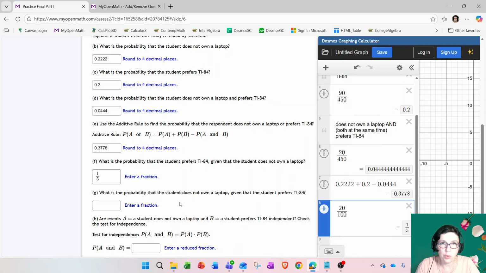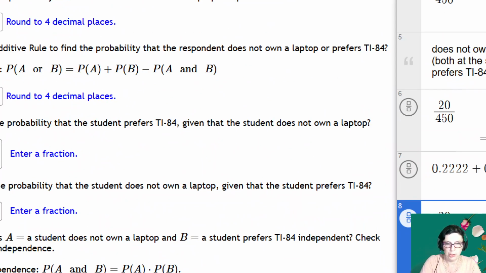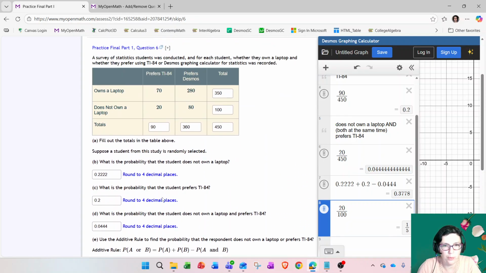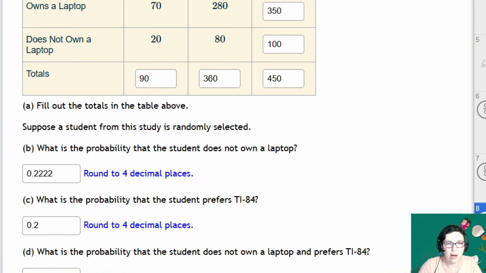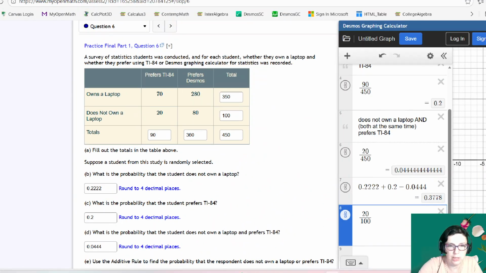All right, the next question is also conditional. And again, how do I know that? Well, because I see the word given. So it says, given that the student prefers TI-84. So now I am in the universe of people who prefer TI-84. So again, let's go back to the table. Let's highlight the condition when the condition was prefer TI-84. So this is my condition.